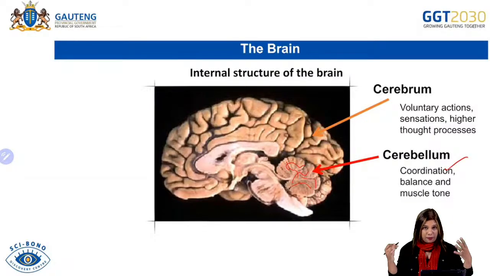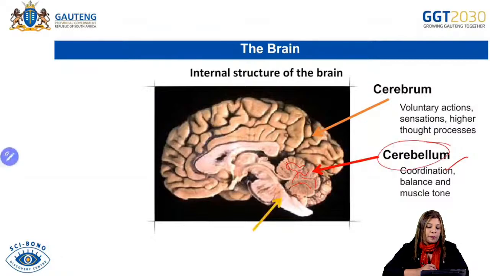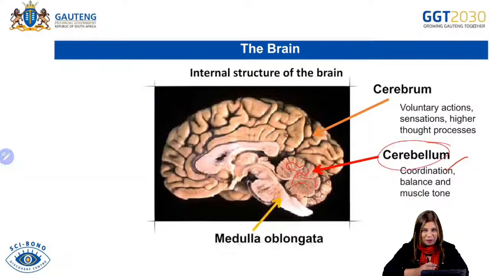It controls even my posture as I'm standing here. It helps me to stand upright. It helps me to coordinate my hands. All of that is your cerebellum. So don't confuse the cerebrum and the cerebellum, because there are questions. When you see the word coordination, you already know that the cerebellum is involved, as you will see in a short while. Okay, and then for this label, it's the medulla oblongata.